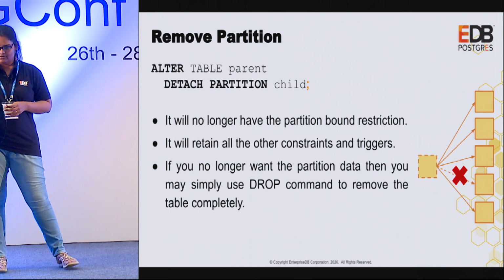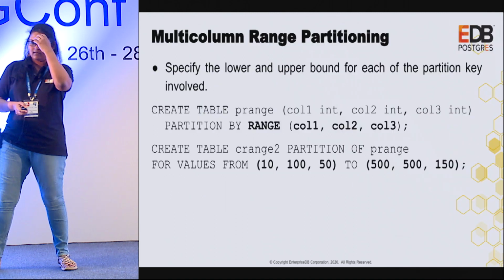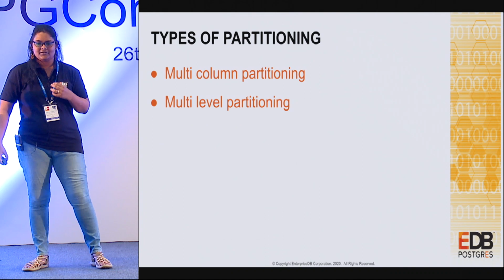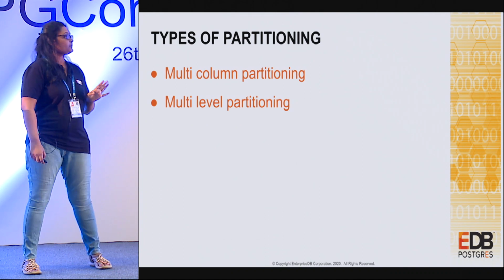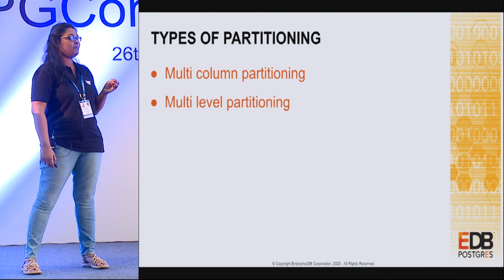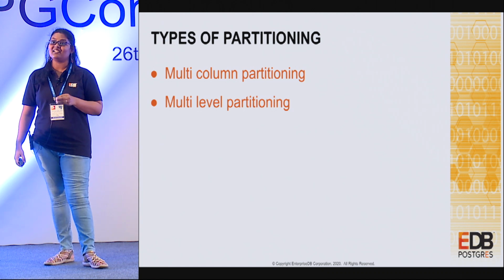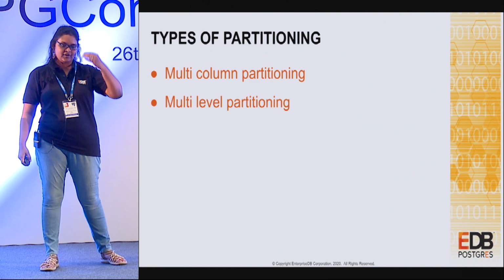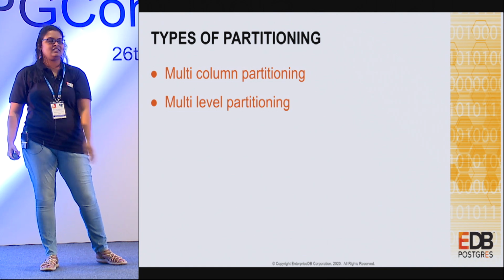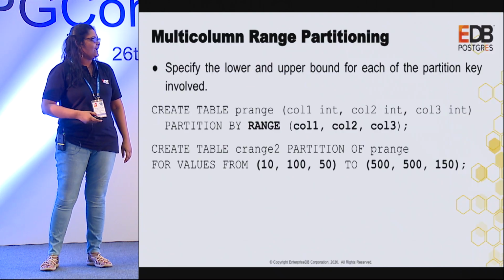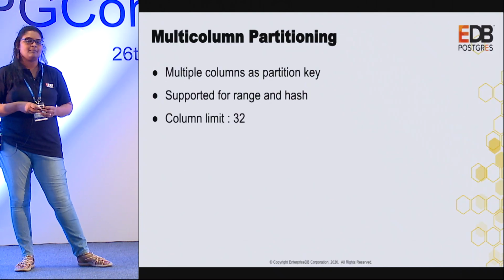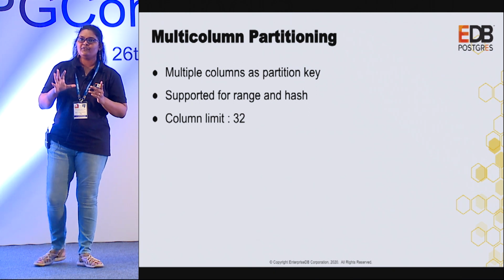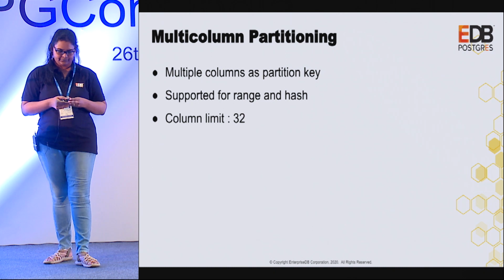Okay. I'm sorry, this is going a bit fast. Yeah, so again, I'm just going to be talking about multi-column partitioning. Like I said, the partition key can contain multiple columns and also multi-level. Like after you have performed a partition, you will again partition the table. So looking at multi-column partitioning, this is supported only for range and hash type of partitioning. And the number of column limit is 32.